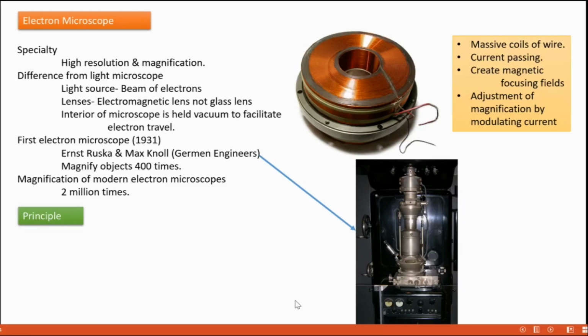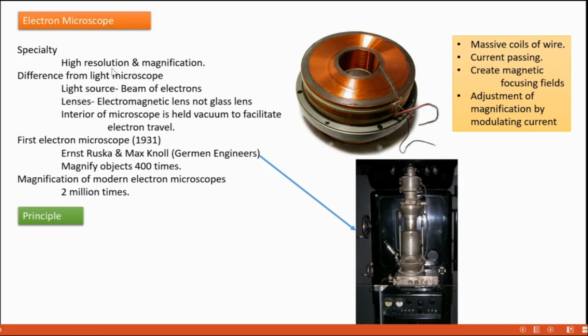Good morning, students. Today we are starting another type of microscope, that is electron microscope. So, first point is regarding its speciality. What is its speciality? High resolution and magnification.